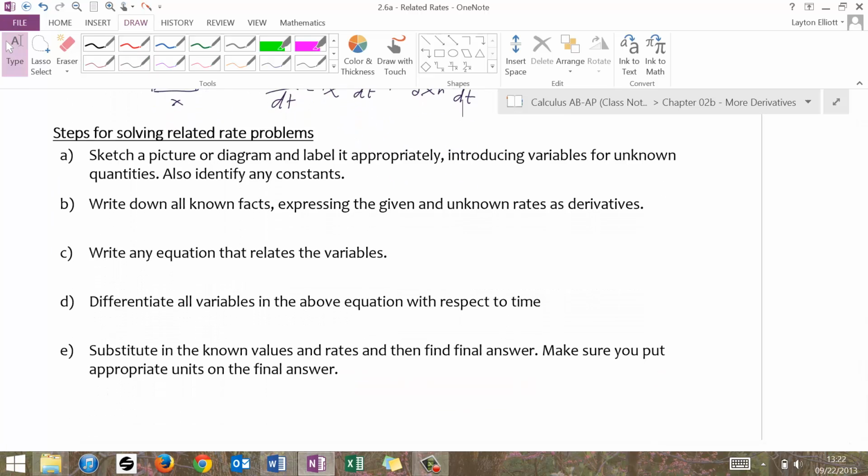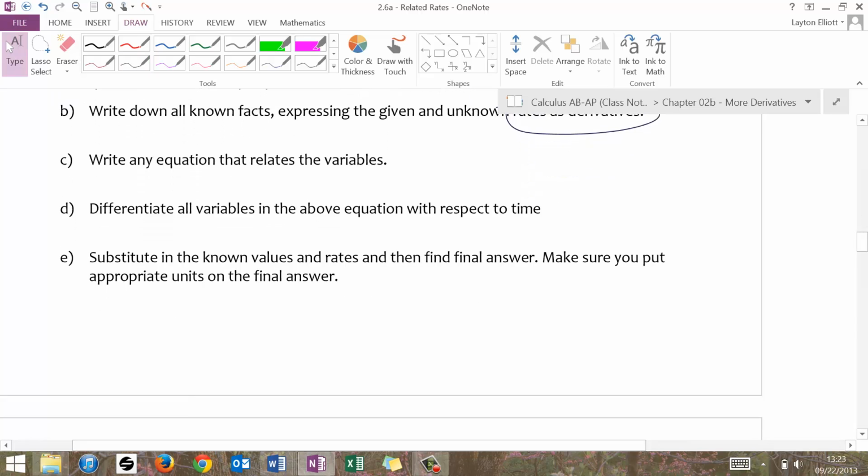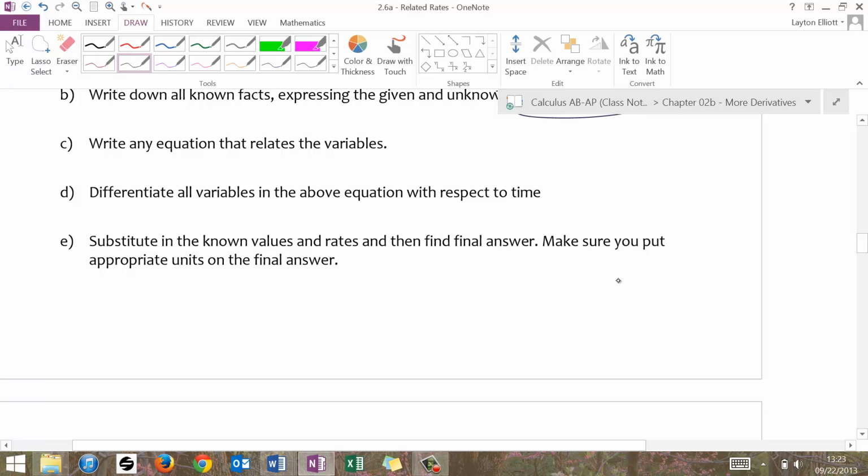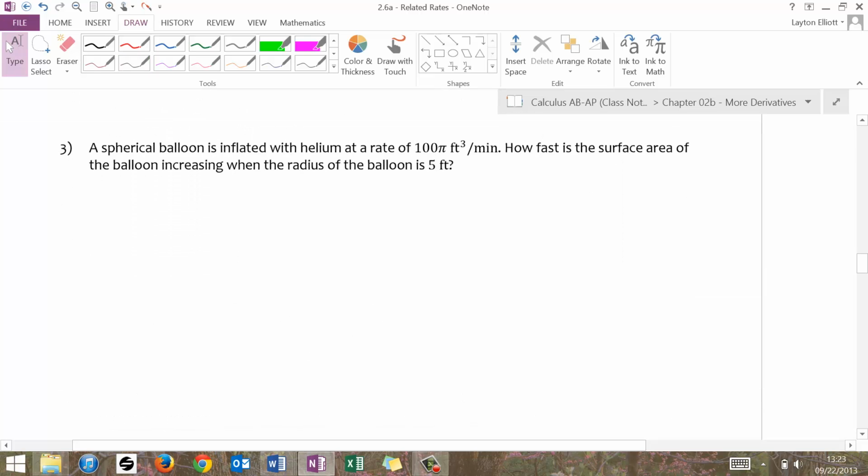So here are the steps. Sketch a picture, label it, include variables for unknown quantities, identify any constants, then write down all known facts, expressing the given and unknown rates as derivatives. The rates as derivatives is important. Write any equation that relates the variables, like volume equations and area equations. Differentiate all variables with respect to time. Substitute the known values and rates, and find the final answer. Make sure you put appropriate units on the final answer. Okay, this is the kind of stuff we're going to do here, so let's just get started.